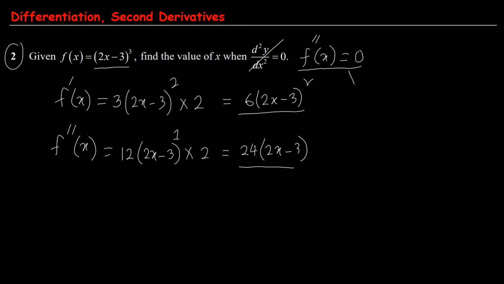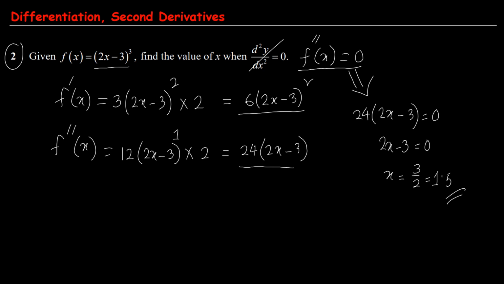So according to the question, we needed to write here 24 bracket (2x minus 3), let's consider it equals to 0. From here you can get our value of x, so we can write here 2x minus 3 equals to 0 as well, and x from here we got 3 by 2, or we also can write 1.5. This is our answer of this question. The second derivative value is given, we are going to find out the value of x.